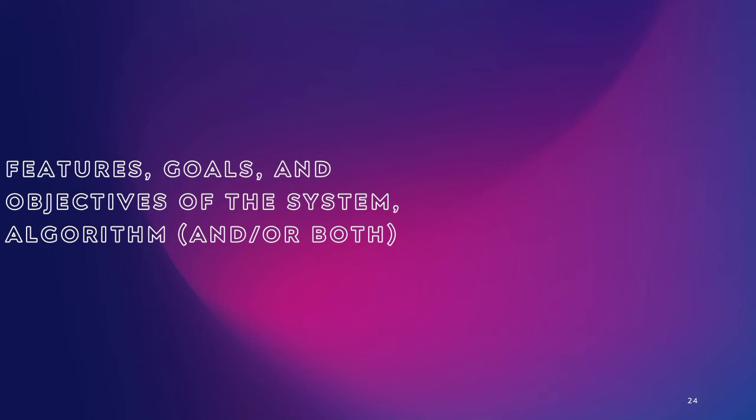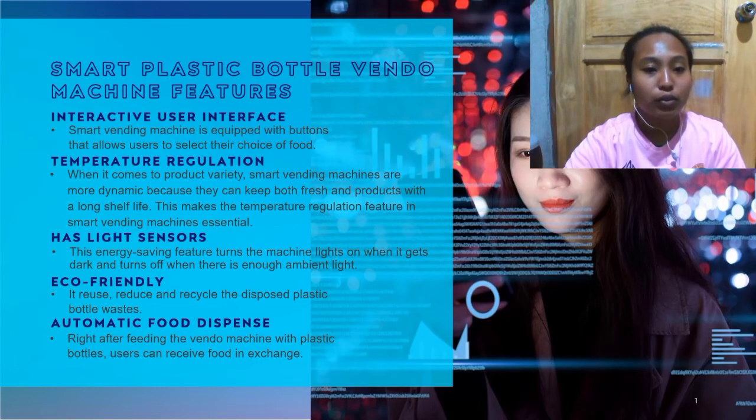The features, goals, and objectives of the system. Smart plastic bottle vending machine features. First, interactive user interface. The smart vending machine is equipped with buttons that allow users to select their choice of food. Second, temperature regulation. When it comes to product variety, smart vending machines are more dynamic because they can keep both fresh products and products with a long shelf life. This makes the temperature regulation feature in smart vending machines essential.